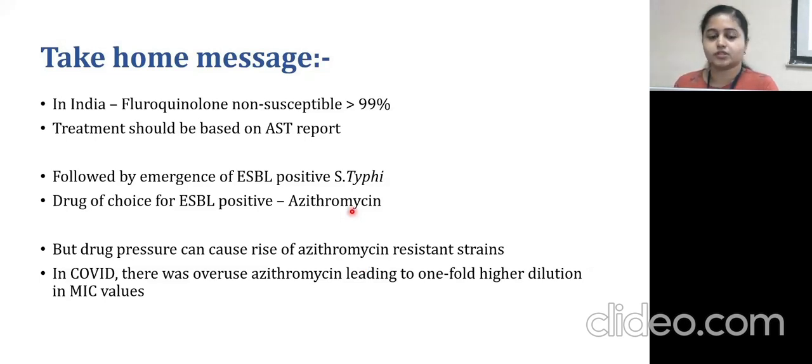Even so, if you use azithromycin, it can develop resistant strains if we overuse it because of the drug pressure. In COVID times, we were overusing azithromycin. Then we found out, when we did the MIC values, there was a one-fold higher dilution. So we can use azithromycin, but it should be with caution. Thank you.